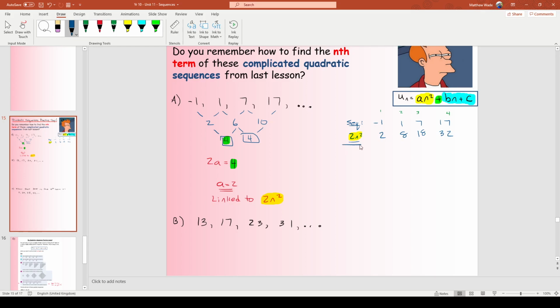Now when that's done, you're going to subtract them from one another, because what you're doing is taking away the yellow part. If you think of this equation up here, if you take away the yellow part, you'll be left with the blue part, which is what we need to finish the question. This is going to be a bit tricky, but let's do it anyway. -1 minus 2 is -3, so be really careful with your negatives. 1 minus 8 is -7. 7 minus 18 is -11. And 17 minus 34 is -15, I believe.